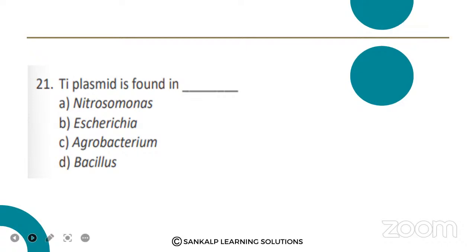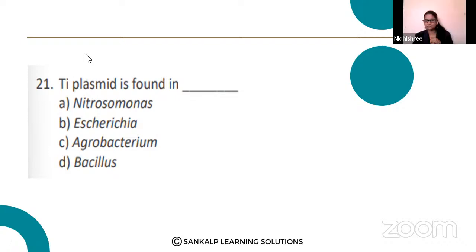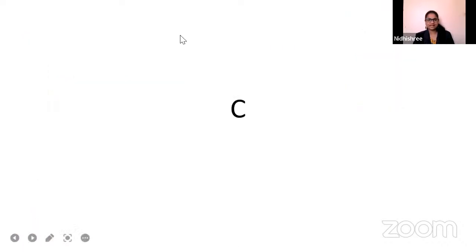Option C, Agrobacterium. Students answered option C. Option C, that is Agrobacterium, is the right answer. Fine. Veeresh also answered as option C.